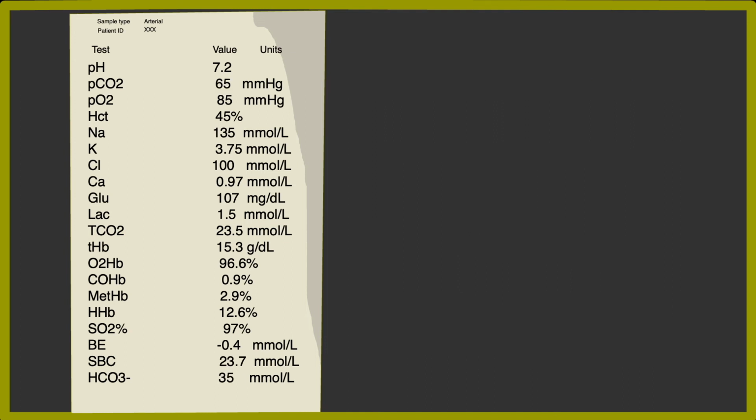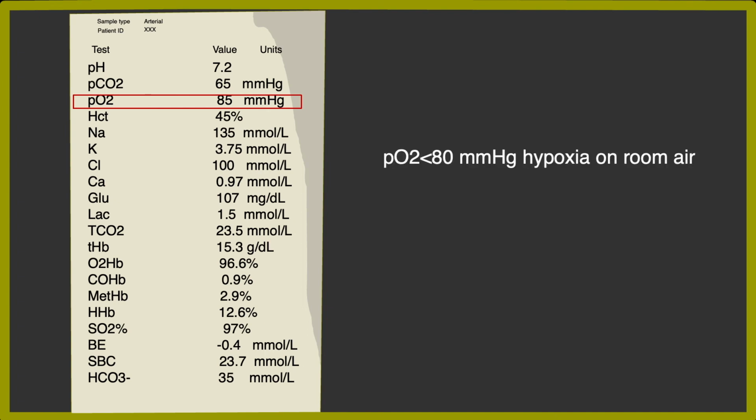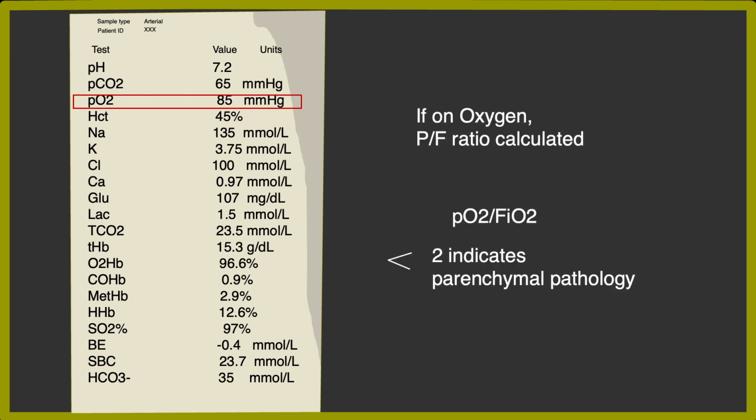We also look at the PO2. A PO2 of less than 80 millimeters on room air is hypoxia. If the patient is on oxygen, we calculate the PF ratio, which is determined by PaO2 divided by the fraction of inspired oxygen. Less than 2 indicates parenchymal pathology.